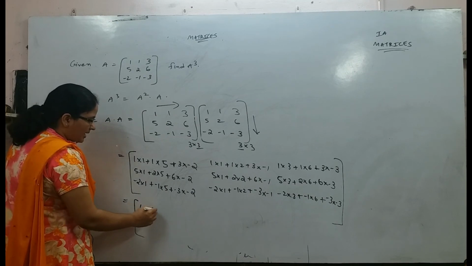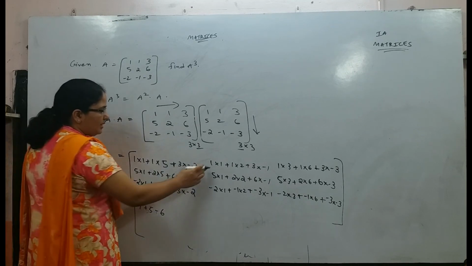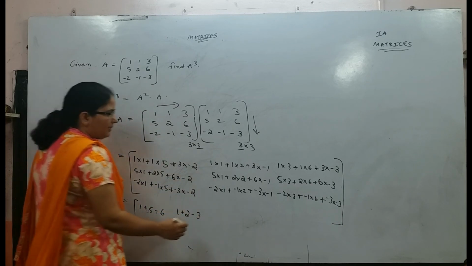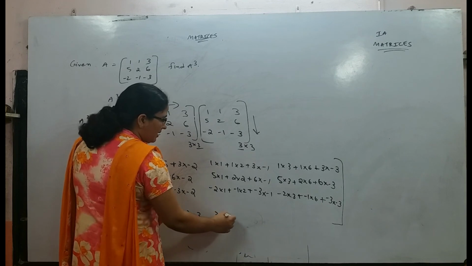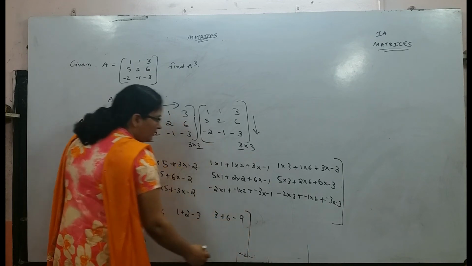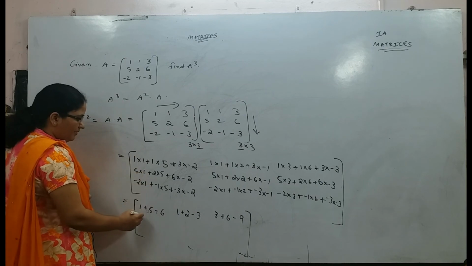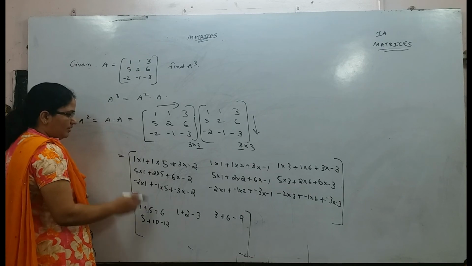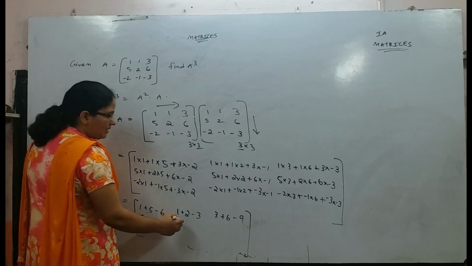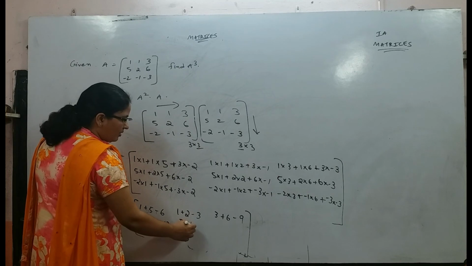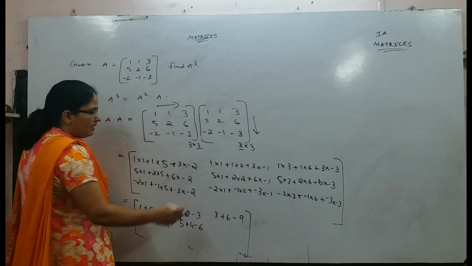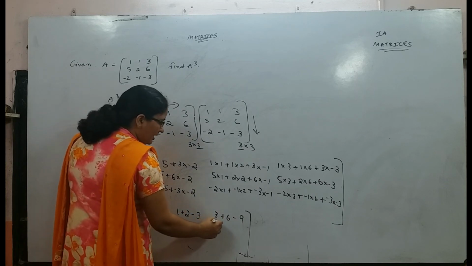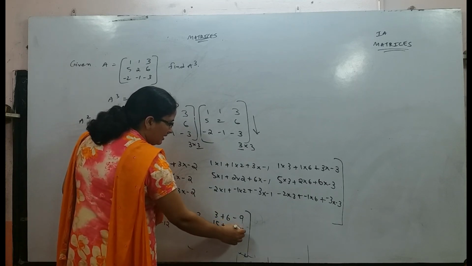1 plus 5 minus 6. Here you have 1 plus 2 minus 3. 3 plus 6 minus 9. 5 plus 10 minus 12. 5 plus 4 minus 6. 15 plus 12 minus 18.